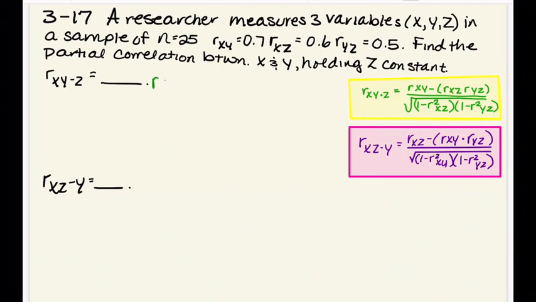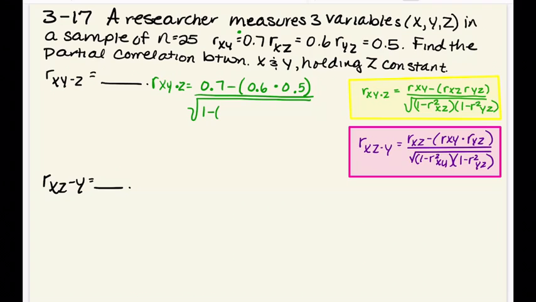To find the partial correlation between x and y holding z constant, we'll take the correlation for x, y, and subtract the product of the correlation for x, z times y, z. Then we'll divide that by the square root of the product of 1 minus the correlation of x, z squared times 1 minus the correlation of y, z squared.